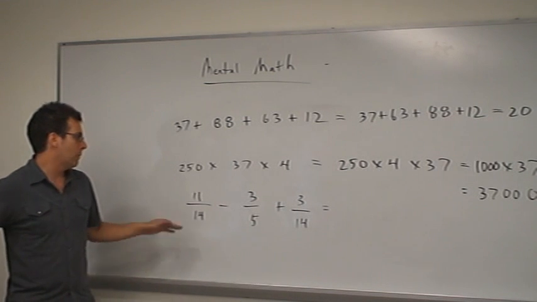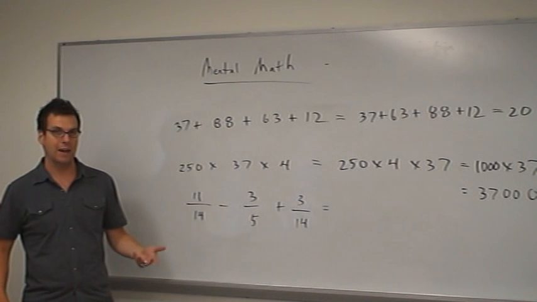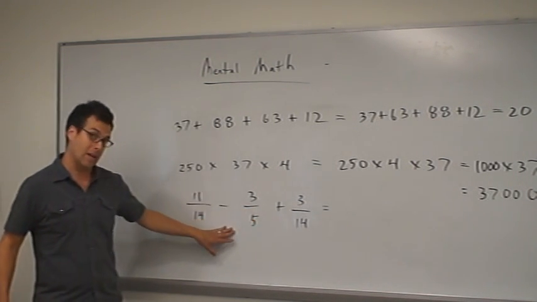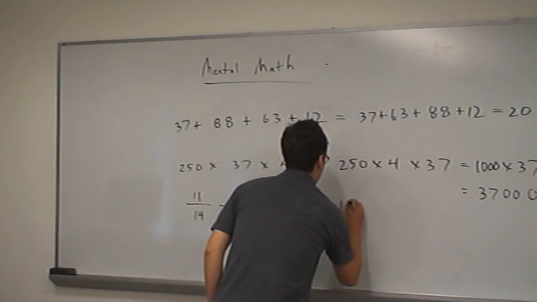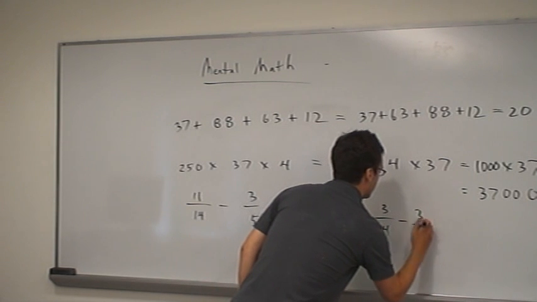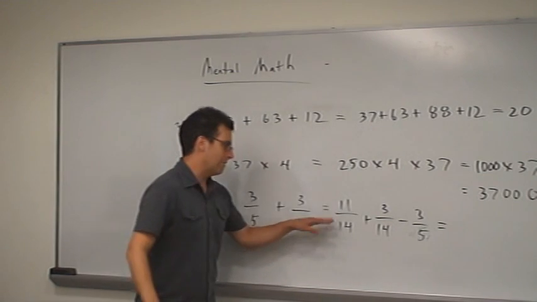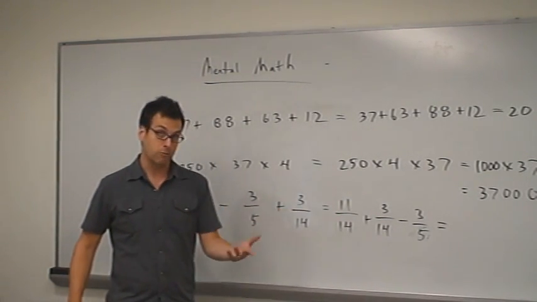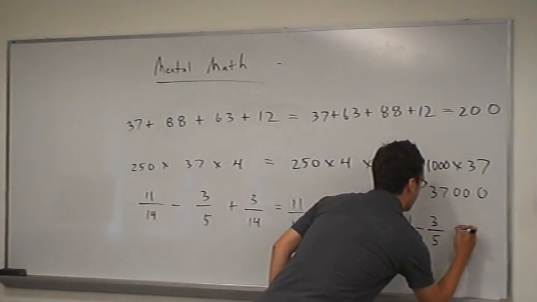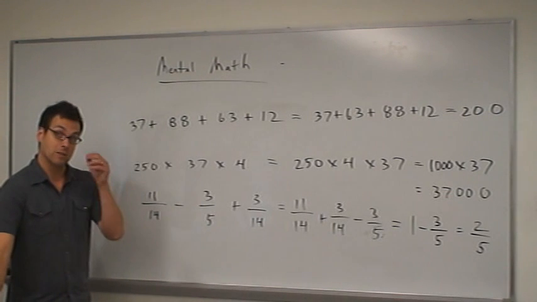However, again, we recognize that the 11/14 and the 3/14 already have the same denominator, so they can be added quite easily. So if we just interchange the positive 3/14 and the negative 3/5, we see that our original problem is equivalent to 11/14 plus 3/14 minus 3/5. 11/14 plus 3/14 is 14/14, which is equivalent to 1. We are just left with 1 minus 3/5, which we can easily compute mentally as 2/5.